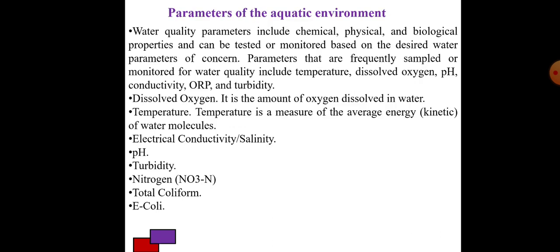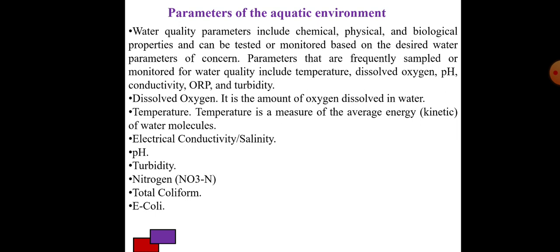Then the next one, our last topic, is parameters of the aquatic environment. So there are various parameters of the aquatic environment. Some water quality parameters include chemical, physical and biological properties, and can be tested or monitored based on the desired water parameters of concern. Parameters that are frequently sampled or monitored for water quality include temperature, dissolved oxygen, pH, conductivity, ORP. ORP means oxidation reduction potential. Then turbidity. Then dissolved oxygen, which is the amount of oxygen dissolved in the water.